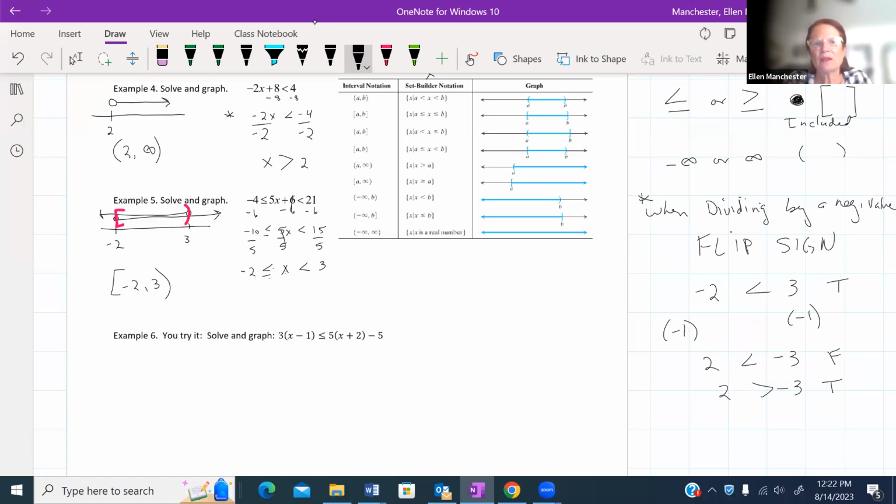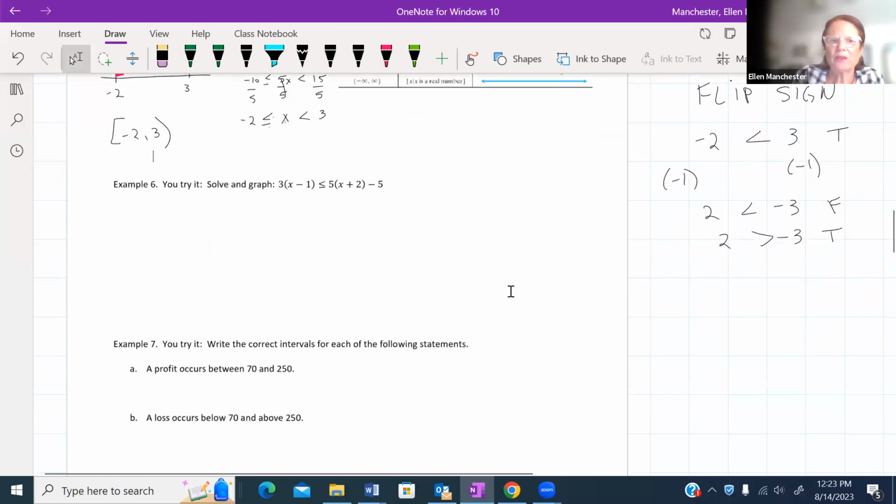So with inequalities, you're using the same techniques of solving, and then using interval notation, because there's more than one answer. Again, I'm going to give you a minute. Pause this, you try it, and then we'll go from there.